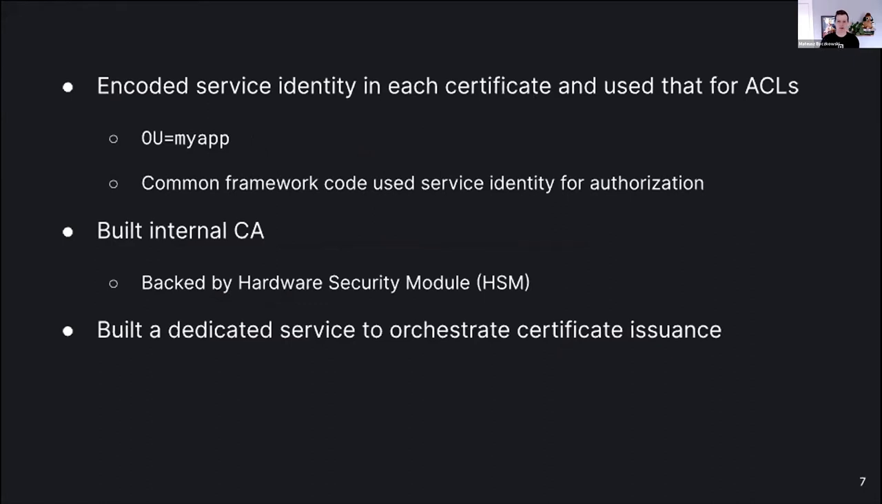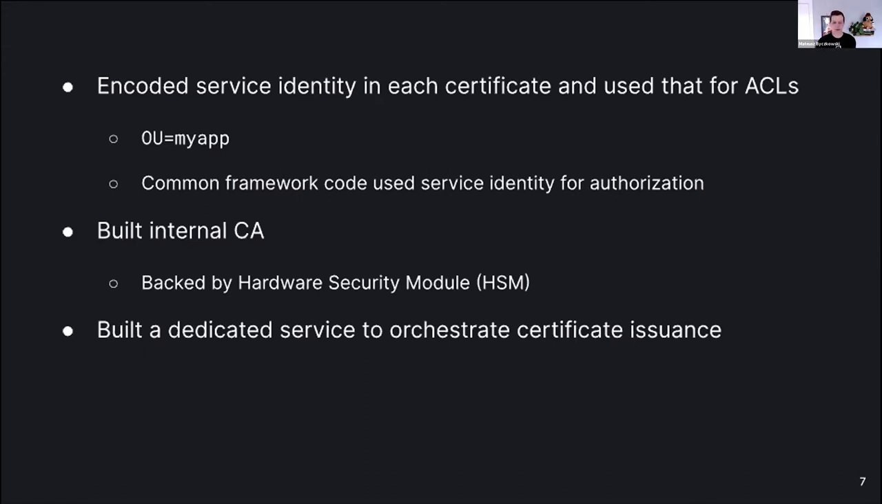At some point, someone wrote authorization code and added that to a common framework. This common framework or library would be used by other applications, other services at Square. The way it was done was that we encoded the application name in part of the certificate. For that, we specifically picked the organizational unit part of the subject field. Everyone just calls it OU at Square. Then the common framework would get the client certificate, parse it, extract the identity, and based on that would perform some checks.